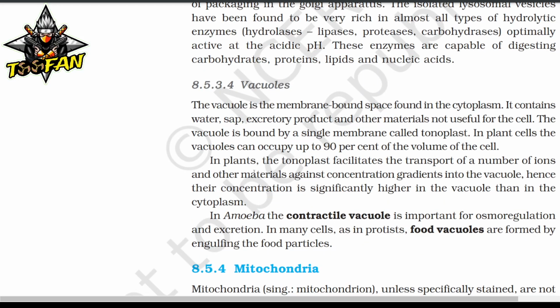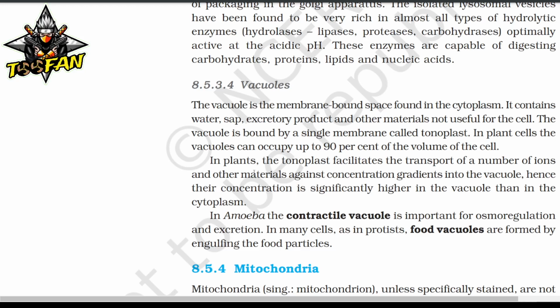The vacuole is the membrane-bound space found in the cytoplasm. It contains water, excretory product and other materials not useful for the cell. The vacuole is bound by a single membrane called tonoplast. In plant cells, the vacuole can occupy up to 90% of the volume of the cell.